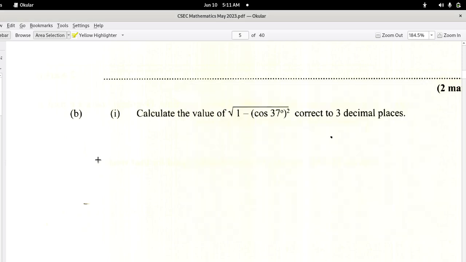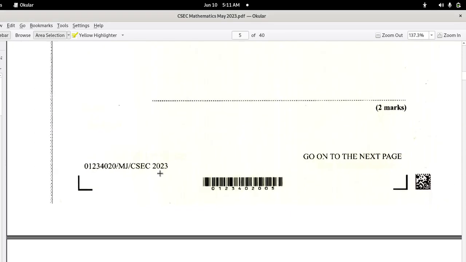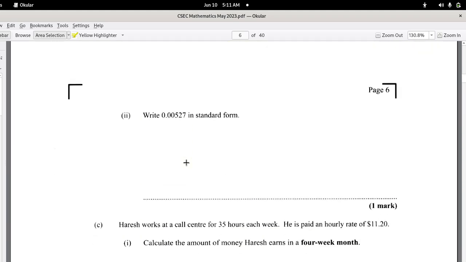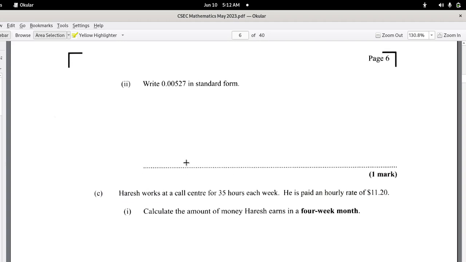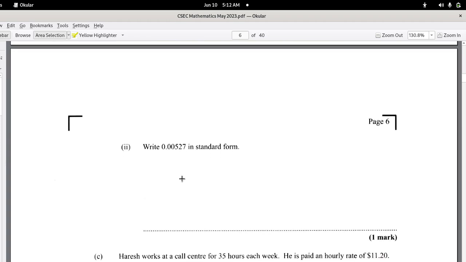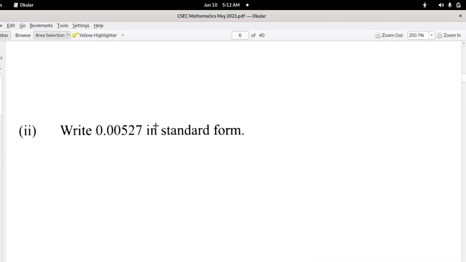Now, let's see what else is going on here. Okay. We have this number to be written in standard form. Alright, this in standard form. Let's deal with it.